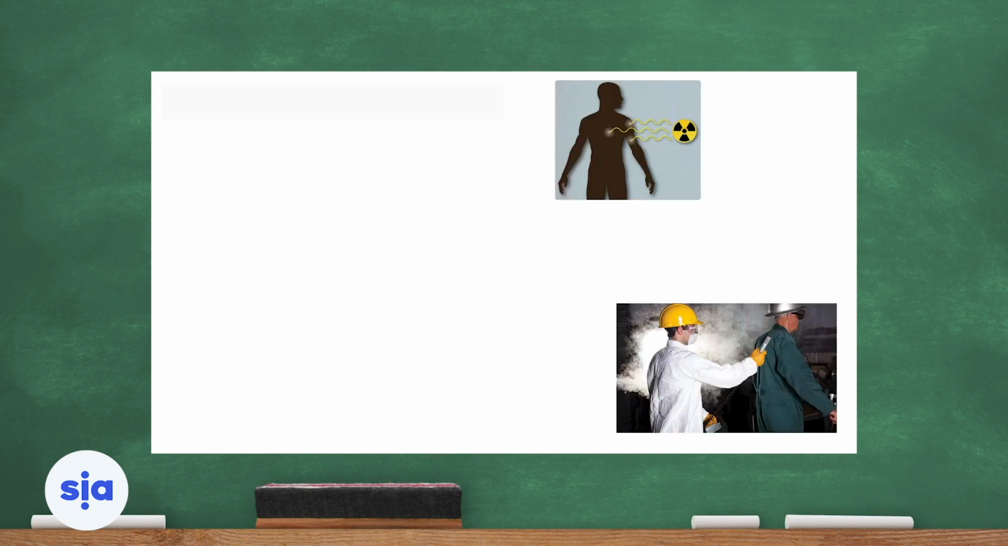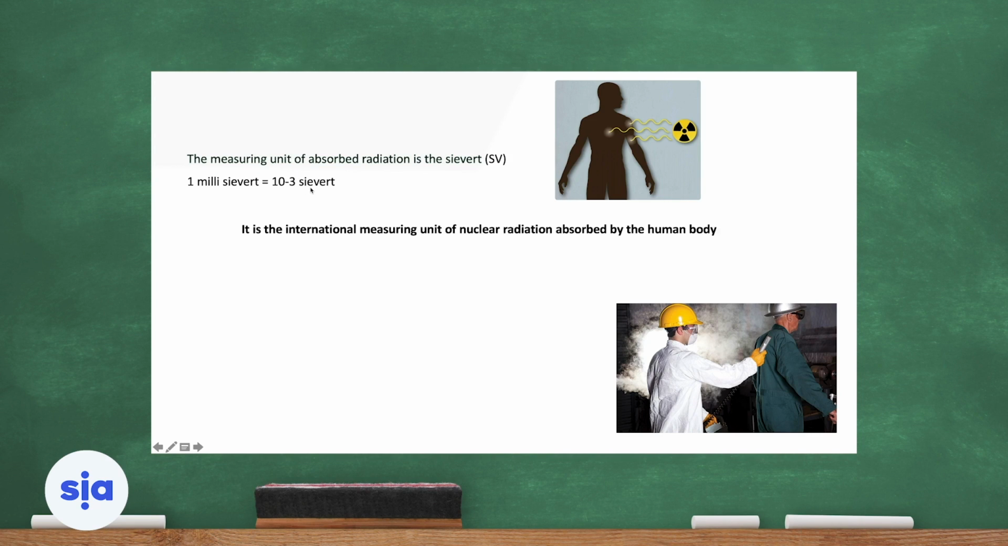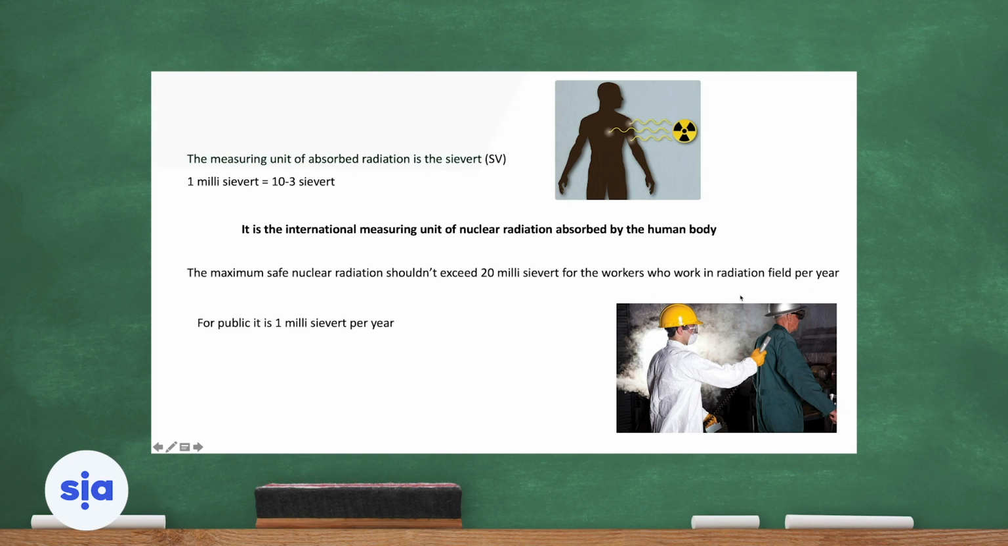How can we measure radiation? We can measure radiation in sievert. 1 millisievert equals 10 to the power -3 sievert. It is the international measuring unit of nuclear radiation absorbed by the human body. And the maximum safe radiation shouldn't exceed 20 millisievert per year for the workers who work in radiation field. For public, it's only 1 millisievert per year. So for the workers, 20 per year. And for public, it's only 1.